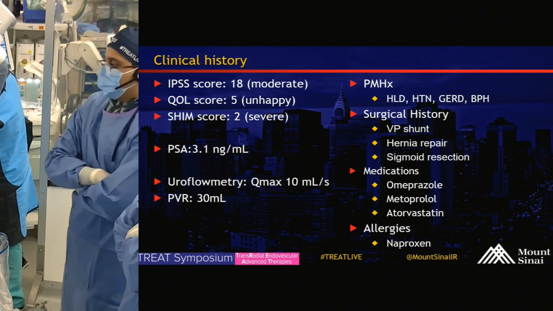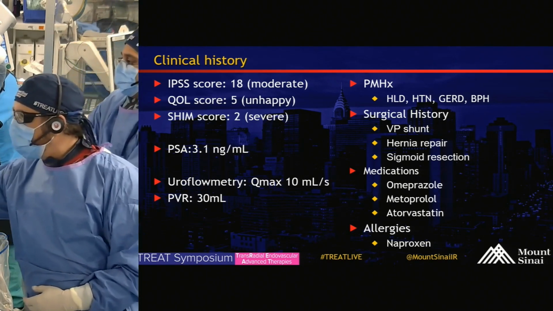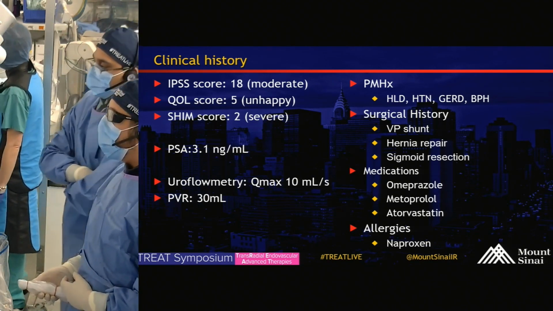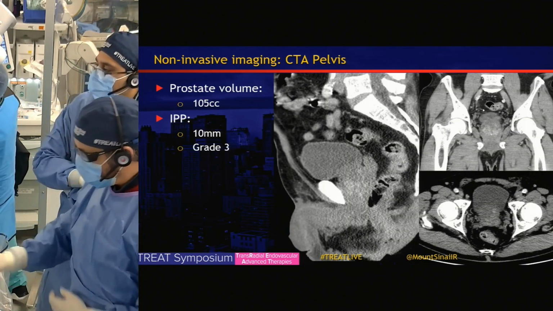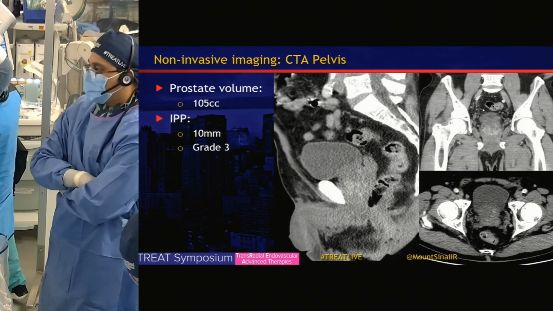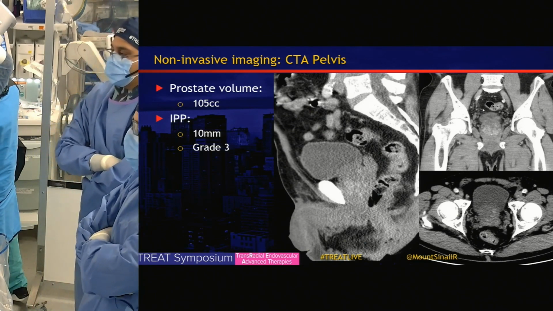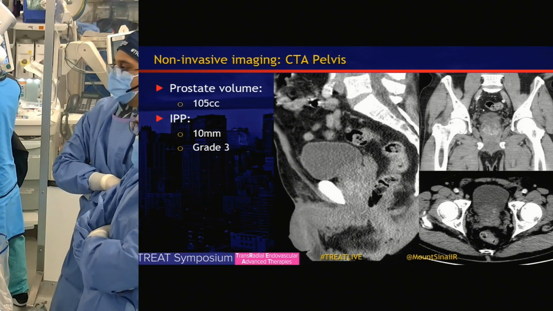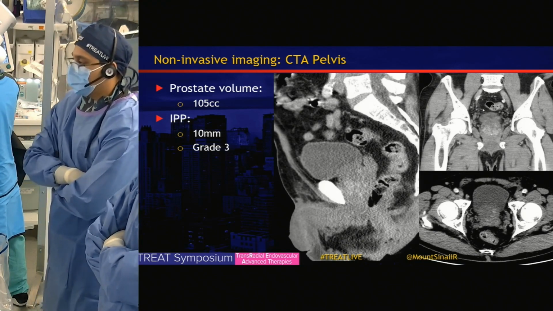Past medical history includes hypertension, hyperlipidemia, GERD, BPH, surgical history of VP shunt, hernia repair, sigmoid resection. These are his medications. He has an allergy to naproxen. We got a CTA of the pelvis as our non-invasive imaging, and that demonstrates a prostate volume of approximately 105 cc's. His intravesical prostatic protrusion measures about 10 millimeters, which puts him up to grade 3 severe.